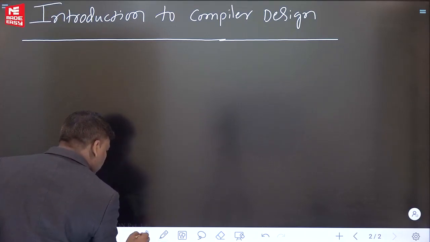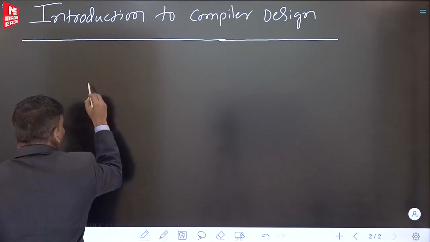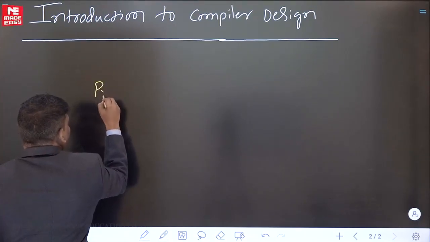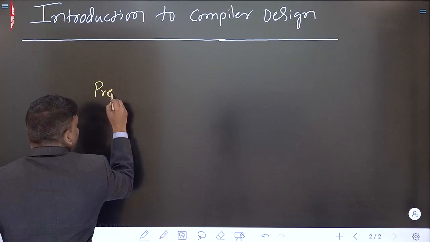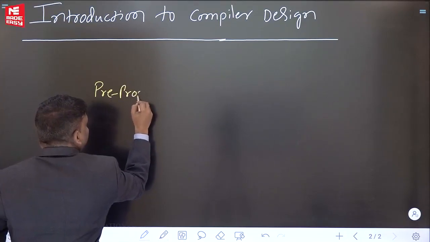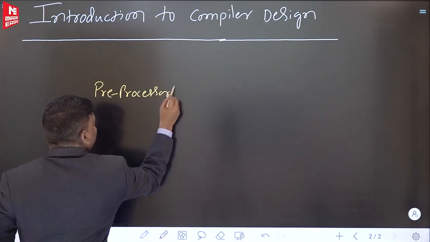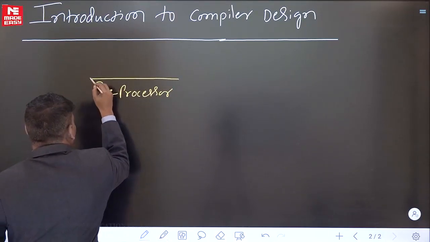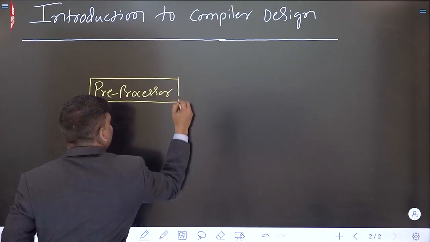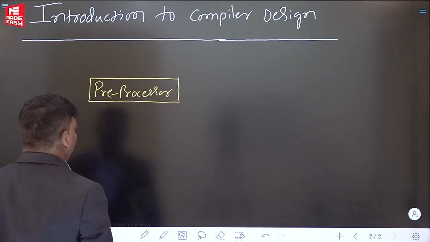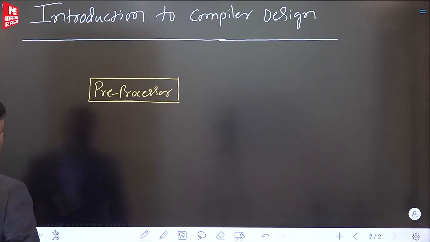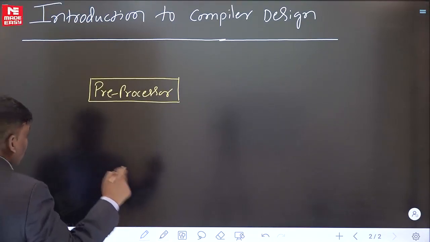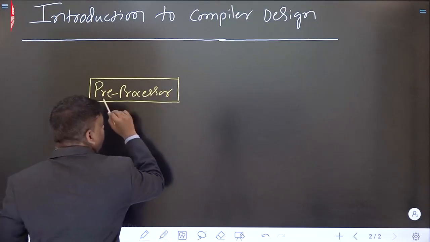Introduction to compiler design: what it is, I will explain. You compile your program. The first step that happens is this: the preprocessor will execute. On your program, if you say compile, the first thing that happens is the preprocessor comes into the picture. I have one program, and I said compile on that program. First, the preprocessor comes into the picture.